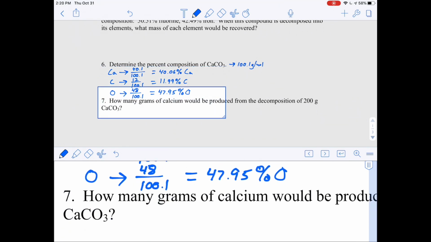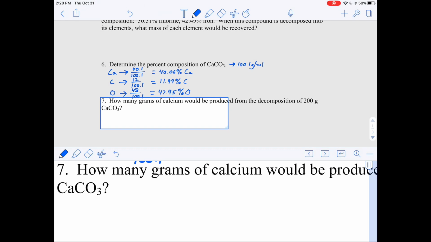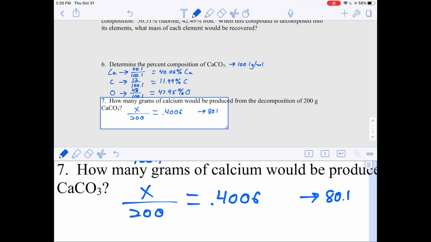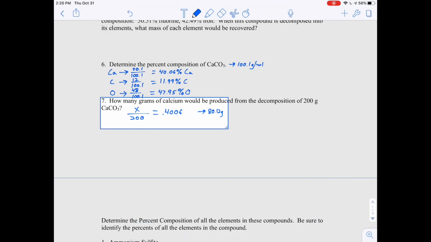Now question 7, we can apply that. How many grams of calcium would be produced from the decomposition of 200 grams of calcium carbonate? So basically it's asking you, you break apart calcium carbonate, you're starting with 200 grams, that's your whole. What's your part going to be? For calcium, the decimal equivalent is 0.4006. So you're solving for X there. When we solve that out, we get something like 80.12 grams. Not too bad there on the front side. These are all problems I think you've seen and done before.